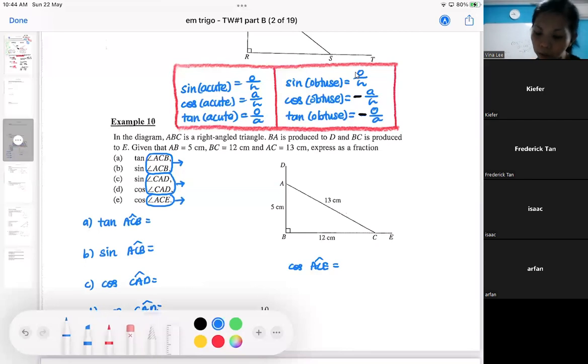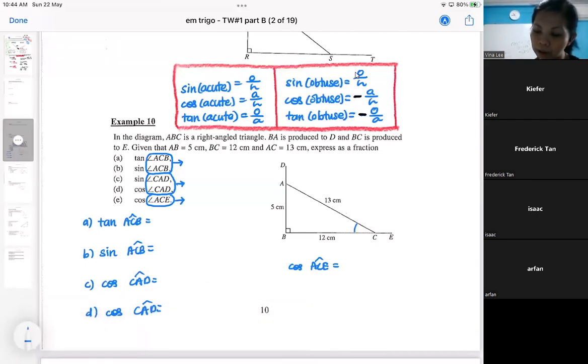And what are you dealing with? So for example, ACB, I'm dealing with an acute angle. CAD, I'm dealing with an obtuse angle. And ACE, I'm dealing with another obtuse angle. Because you're dealing with different angles, your OAH will change accordingly. So you might need to erase along the way.